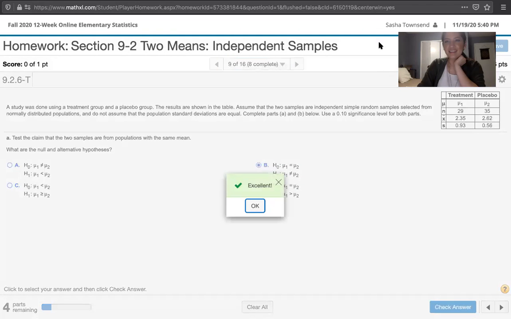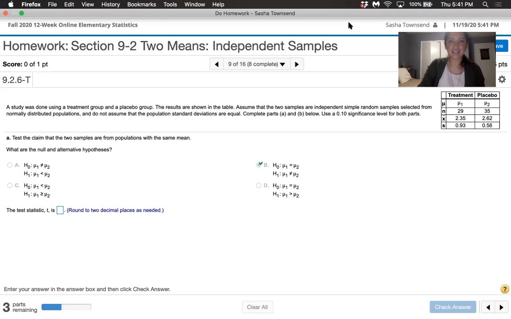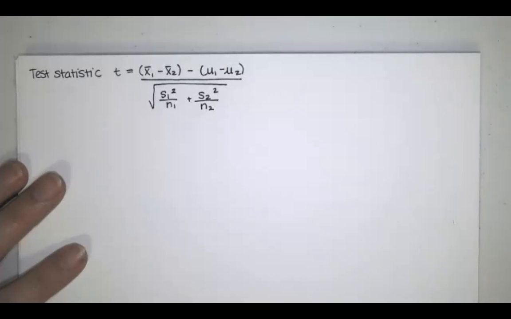Okay, great. And then we are asked for the test statistic T, and we're asked to round to 2 decimal places as needed. To do this, I'll share my paper with you. Now this is the test statistic T corresponding to the particular value of x sub 1 bar minus x sub 2 bar we have in our samples.